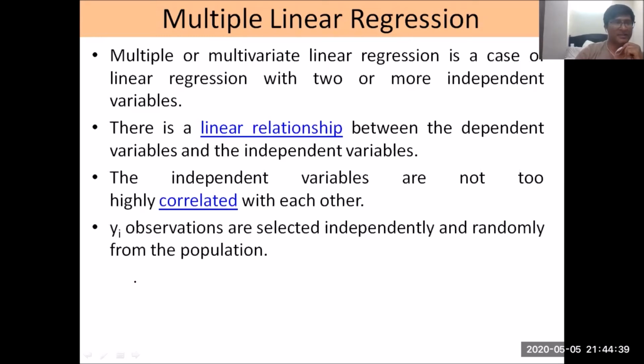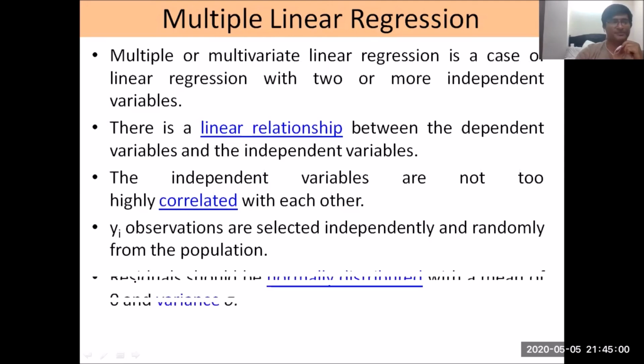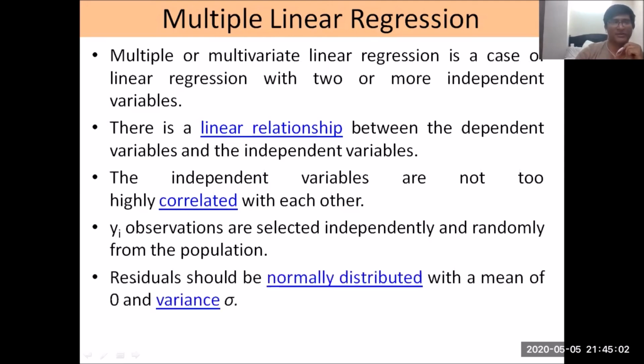And each of the observations is selected independently and randomly from the population. We make sure that whatever observations we fit are selected randomly and independently of one another. There would be no interdependence between the observations. The residuals should be normally distributed, right, with a mean of 0 and a constant variance. If we want a good result, that is what mathematically we should have.